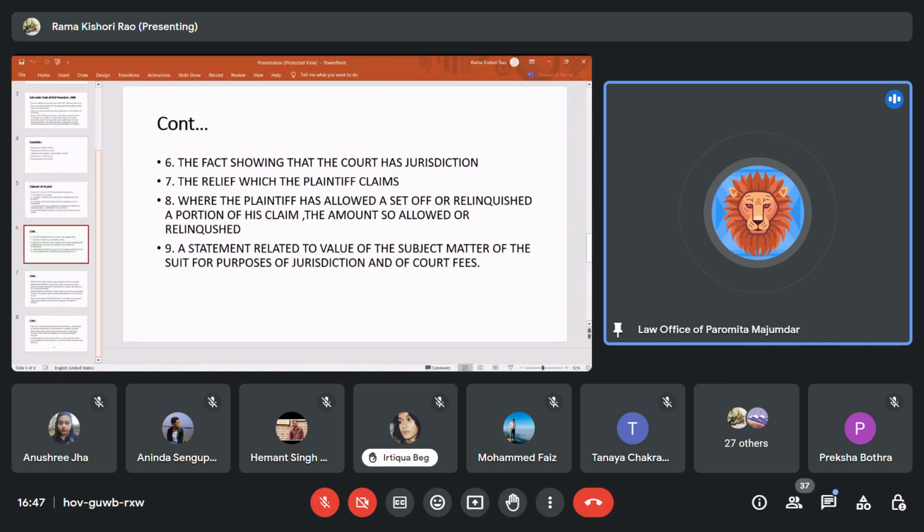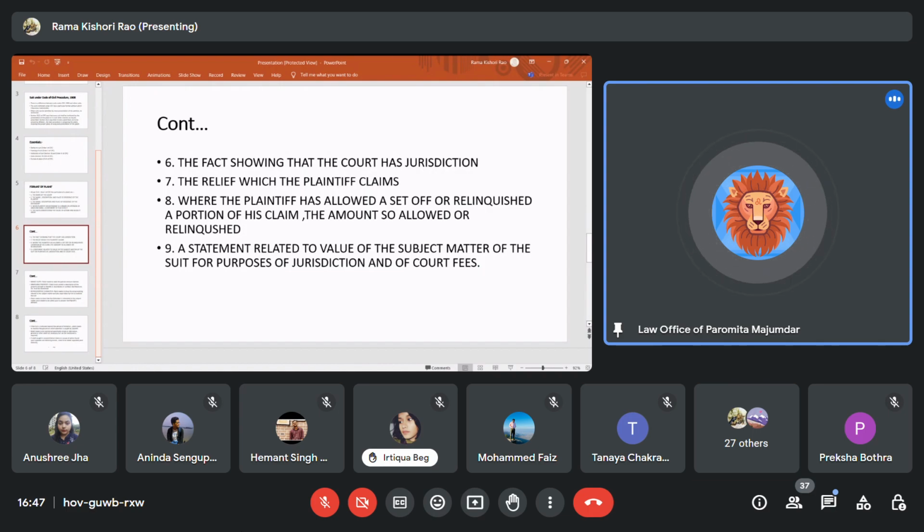Yeah. So these are the last but the most important paragraphs of the suit after the facts end. After your narration of the story is over, you come to the fact showing how this honorable court has the jurisdiction. Like first you have to study how your cause of action is arising in that particular jurisdiction.